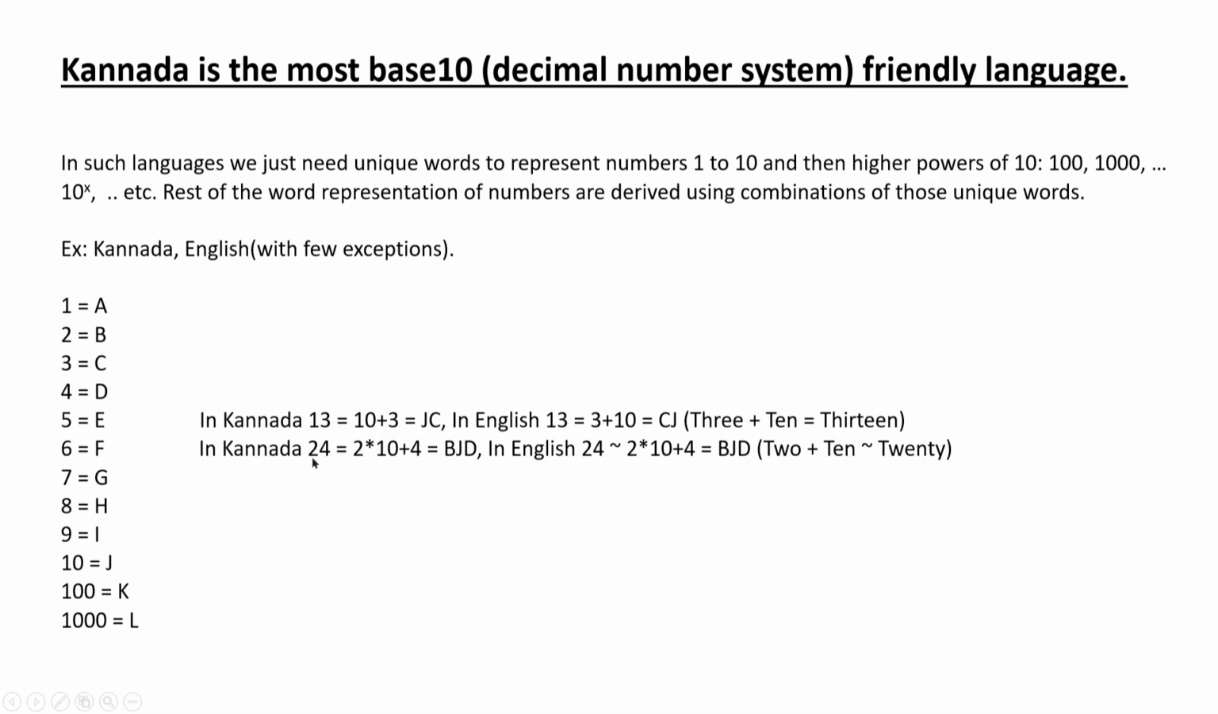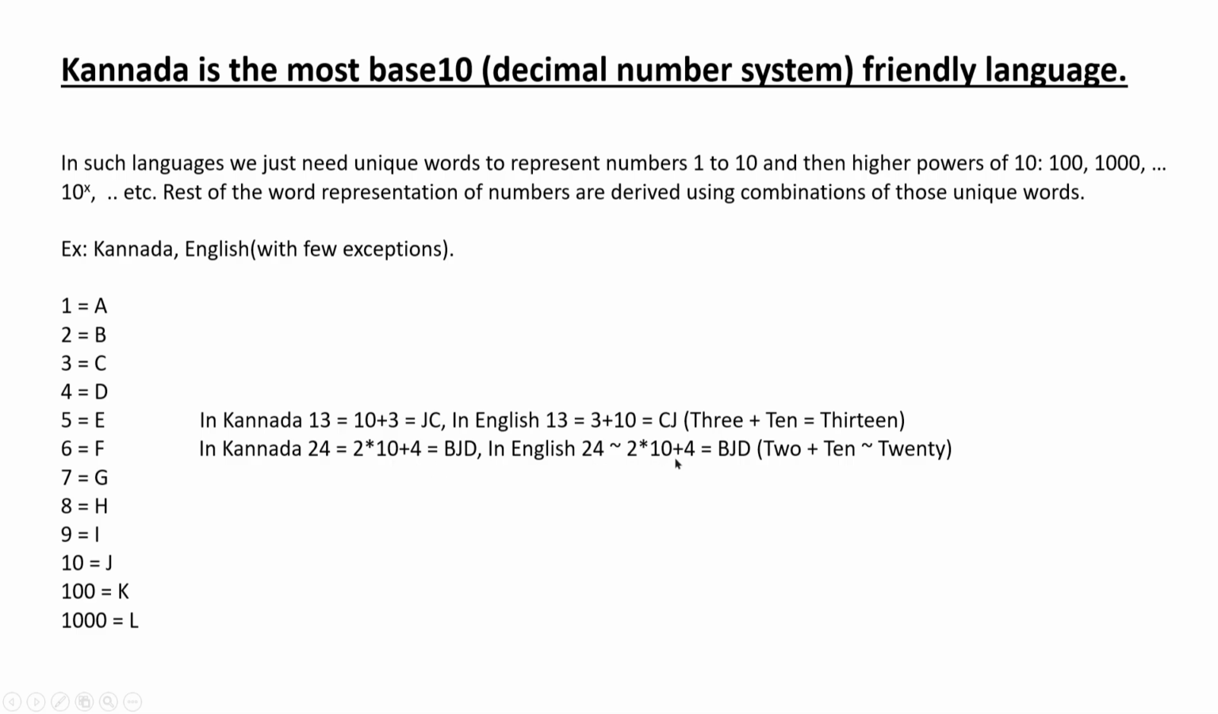And in Kannada, 24 is written as 2 into 10 plus 4. So for 2 we have B, for 10 we have J, and for 4 we have D. In Kannada, if we do the suffixing, it's like adding, and if we do the prefix, it's like multiplying. So BJ implies B into J, that is 20, plus 4.